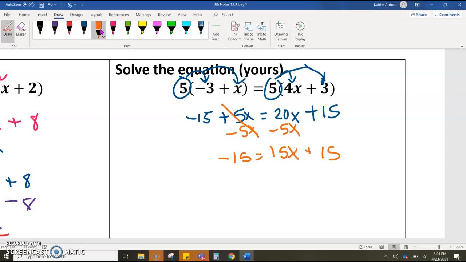There's a lot of 15s over here. Now I need to get rid of the constant near the variable, so I'm going to get rid of this 15, that's a positive 15. I'm going to subtract 15 to make a zero pair, cancel them out. So I'm going to subtract 15 over here. Don't get confused with these double negatives. Type it in the calculator.